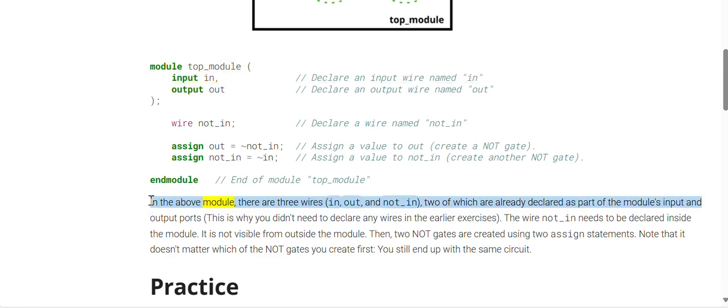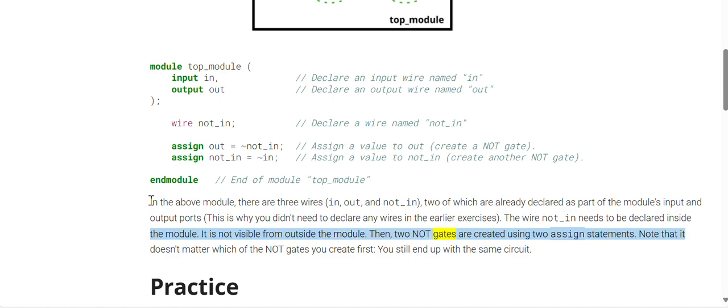In the above module, there are 3 wires, in, out, and not_in, 2 of which are already declared as part of the module's input and output ports. This is why you didn't need to declare any wires in the earlier exercises. The wire not_in needs to be declared inside the module. It is not visible from outside the module.